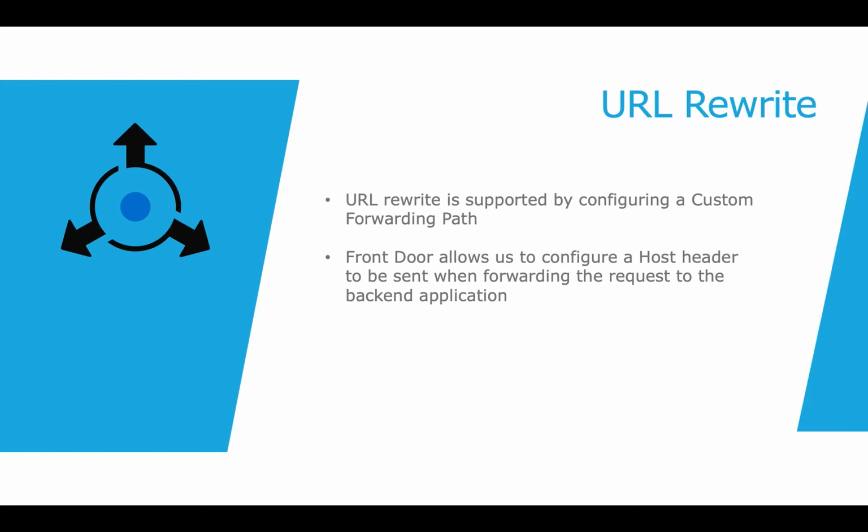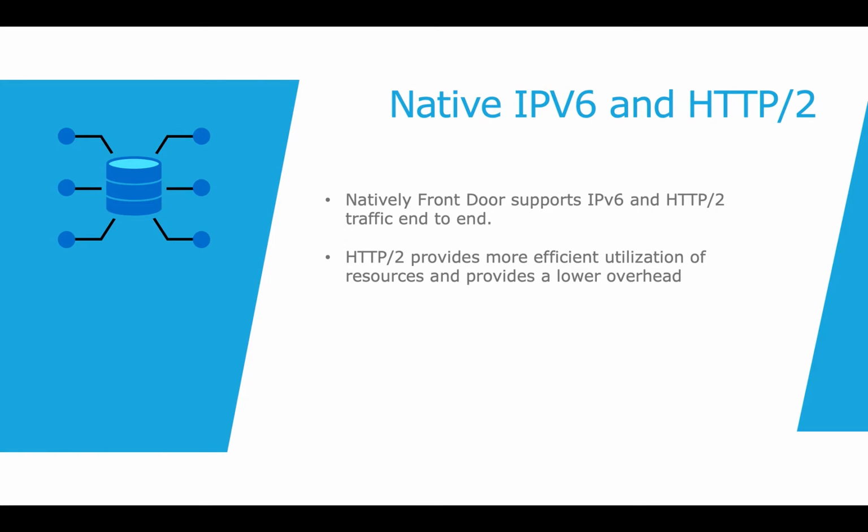Front Door also supports URL rewrite, and this is supported by configuring a custom forwarding path. As well as this, Front Door allows us to configure a host header to be sent when the forwarded request reaches the backend application. This is useful when the backend application likes to know that the traffic's been forwarded to it. I know I've worked with some applications in the past where you have a load balancer involved, and that can be a bit problematic unless you tell the application the traffic has been forwarded. And finally, Front Door also natively supports IPv6 and HTTP2 traffic on an end-to-end basis.